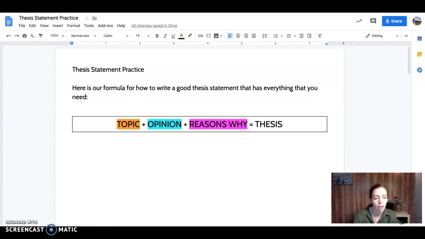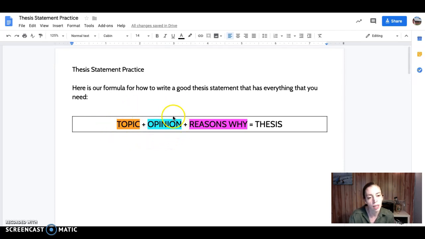So if you're watching this, this means that you have decided that thesis statement practice would be the best bet for you based on your goals from our last DBQ. So if you remember, here's our formula for how to write a good thesis statement that has everything that you need. First off, you have to make sure that you mention the topic. You have to state what the topic is. So in the case of our previous DBQ, the topic was slave narratives.